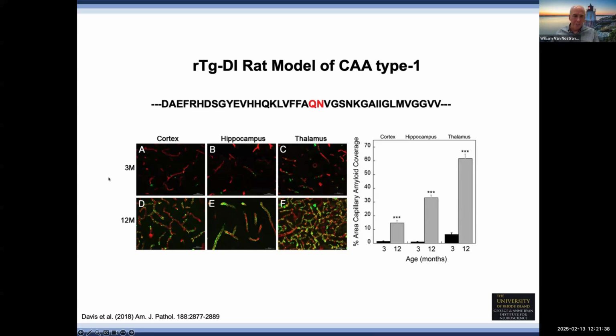This progresses out to 12 months of age. It gets very severe. You can see here that much of the capillaries are completely covered by vascular amyloid. That was quantified here. Again, showing at 3 months, we see the emergence of capillary CAA type 1. When we go to 12 months, we see this increases dramatically and is very pronounced within the hippocampus and thalamic regions.